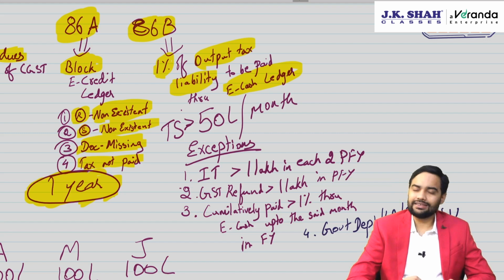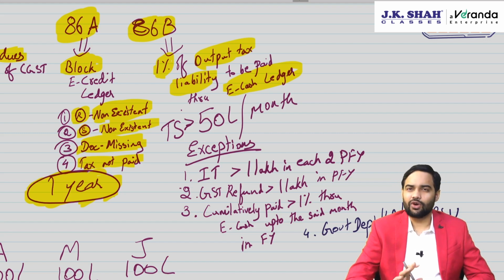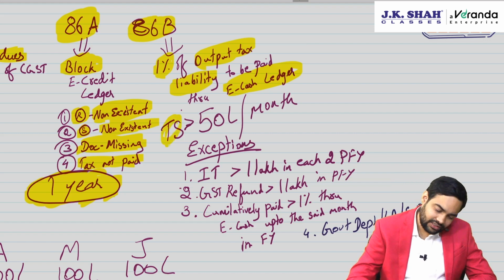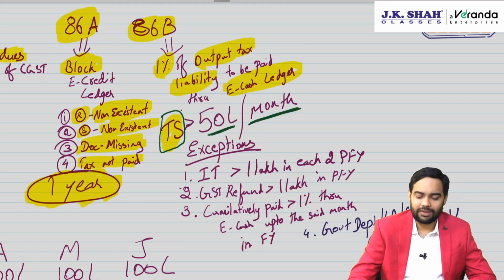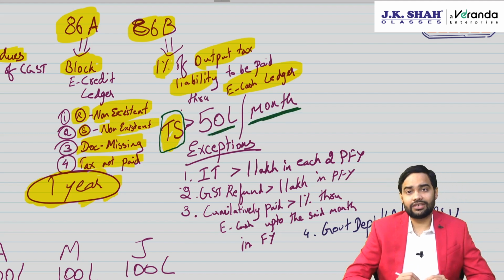Now, when does this apply? This applies only to a fraudster who is neither paying income tax nor paying GST. Let's see. First of all, it is applicable only when taxable supply, very important word, taxable supply exceeds 50 lakh in that month. That means every month you have to check whether I am covered by 86B.